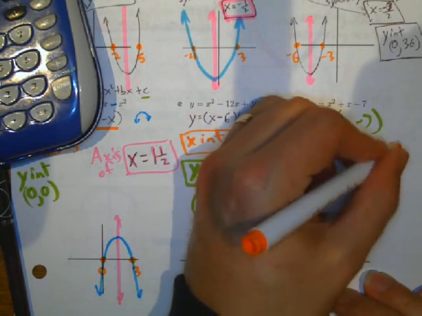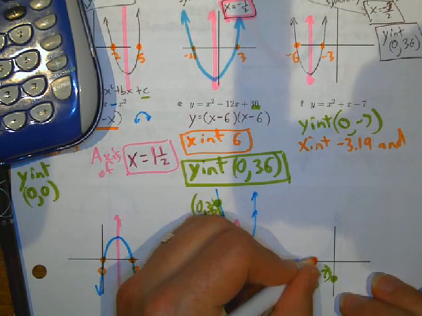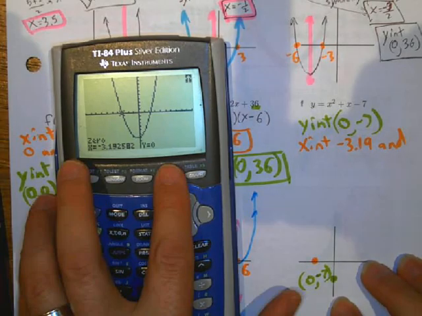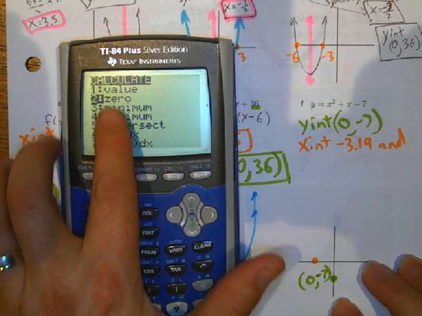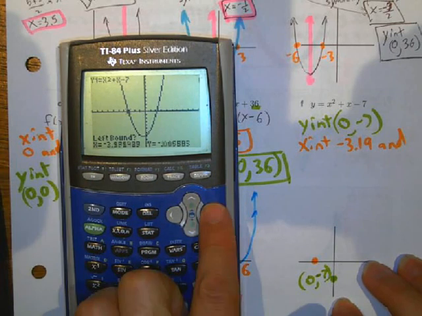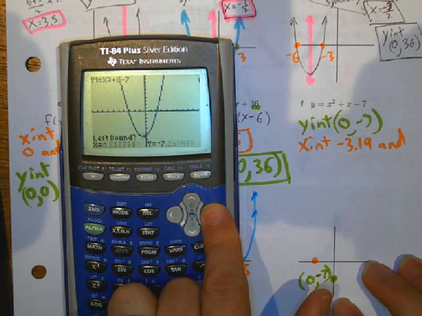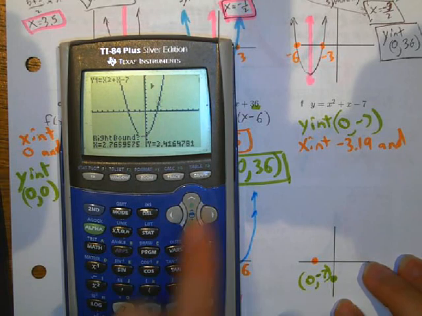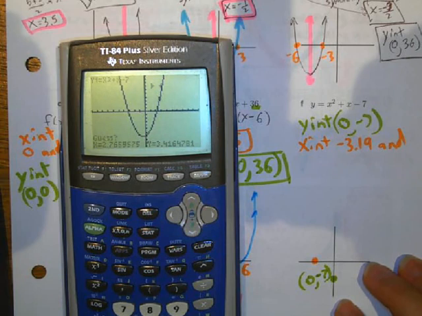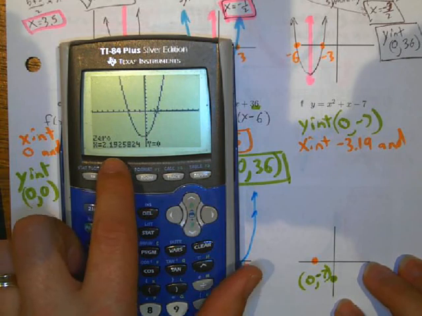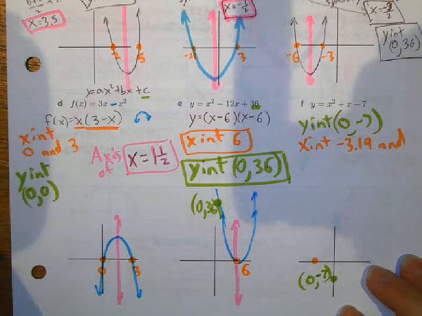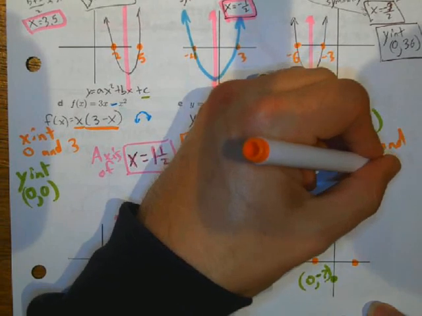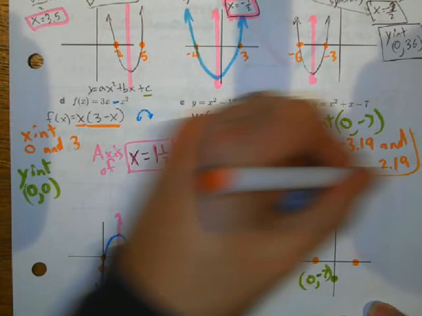And what's the other one? Second trace. We want to find a zero. Enter. I'm going to arrow over to the left side of that zero. I hit enter. Go over to the right side. I hit enter. Enter. And that zero is 2.19. Okay, there are the x-intercepts.